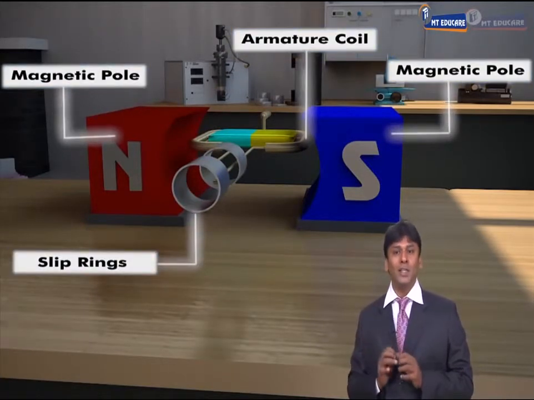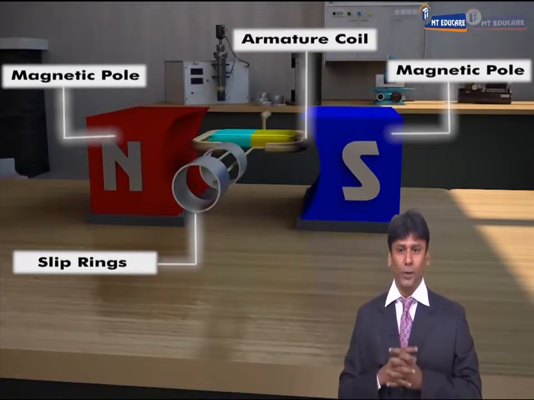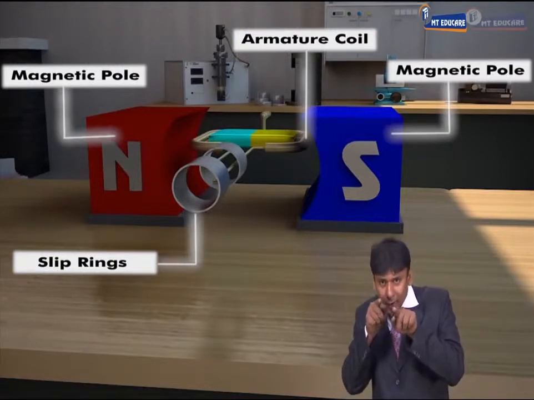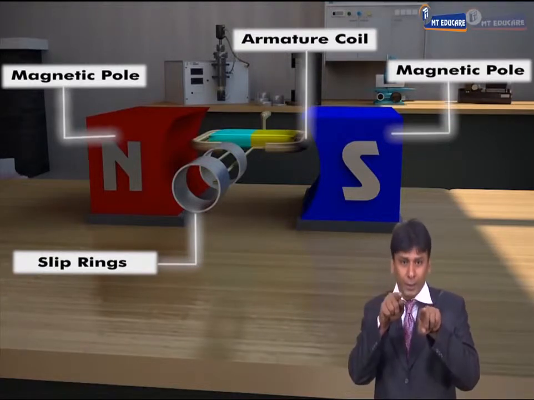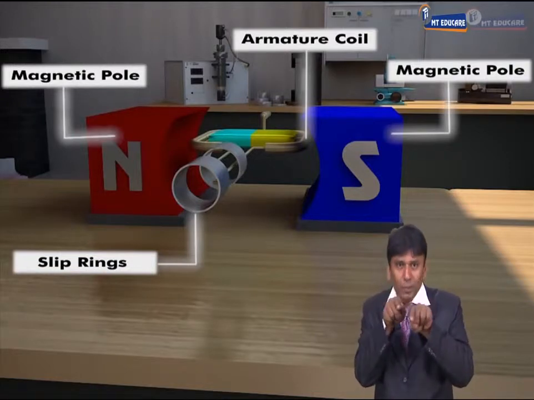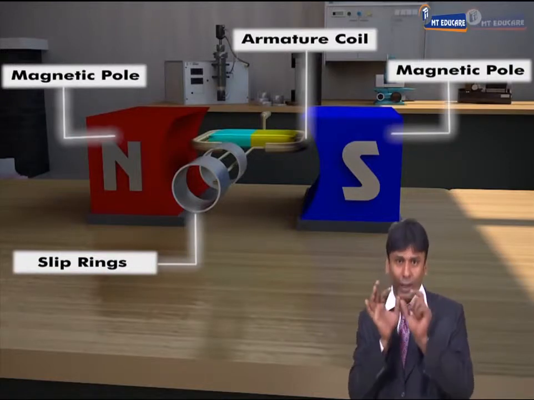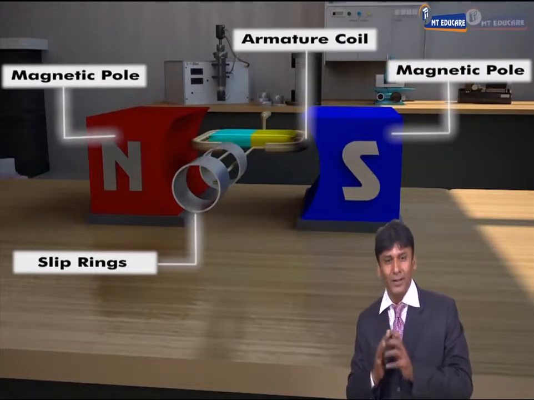This part is called slip ring. It plays a very important role. Inside, you can see, inside the slip ring are two wires, and these wires can slip through these particular rings, and that is why these rings are called slip rings.